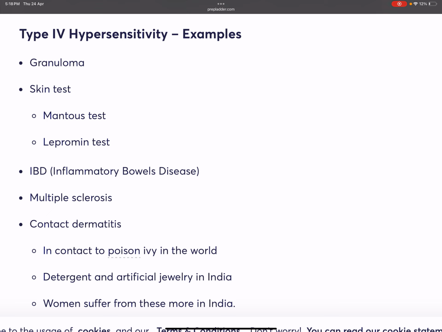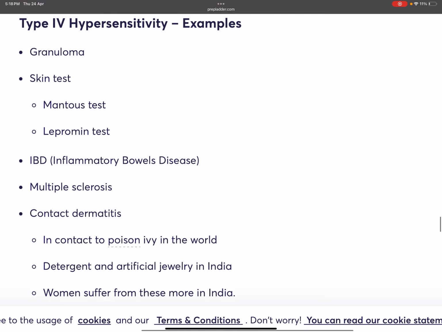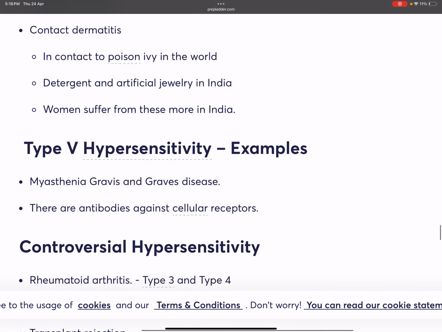Inflammatory bowel disease, you have to remember these things. You have to go through with these things. This is very important part. Multiple questions come for this. Multiple sclerosis over there. Contact dermatitis. This question used to ask which hypersensitivity involves contact dermatitis. You have to remember type 4. Correct. Let's come with the type 5 hypersensitivity.